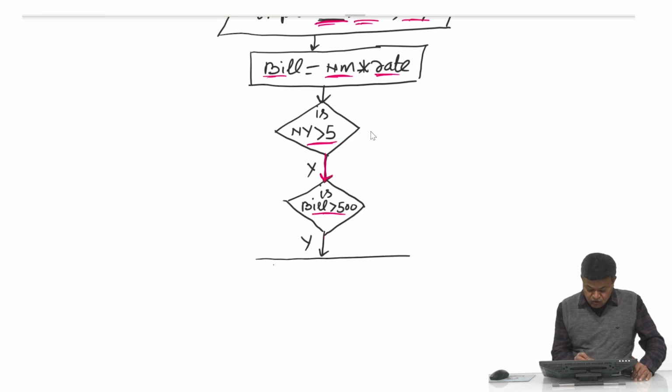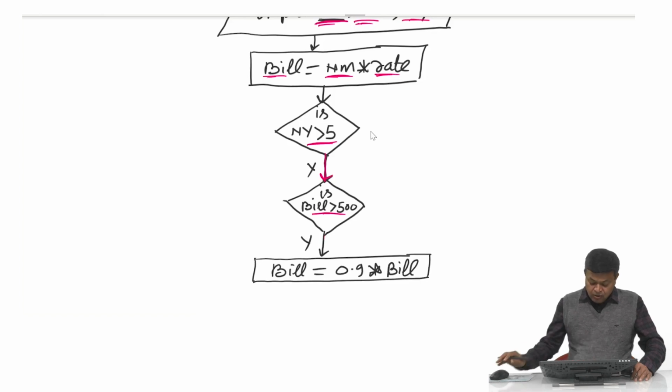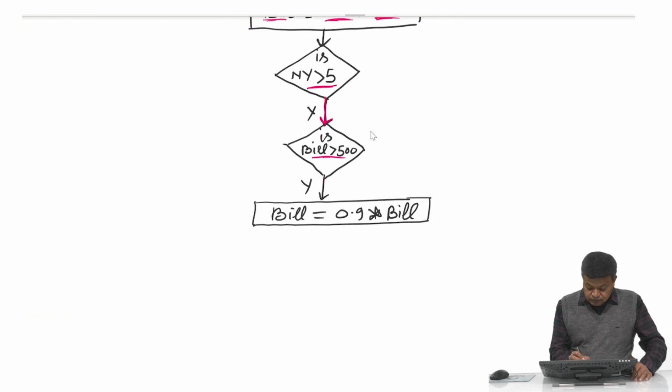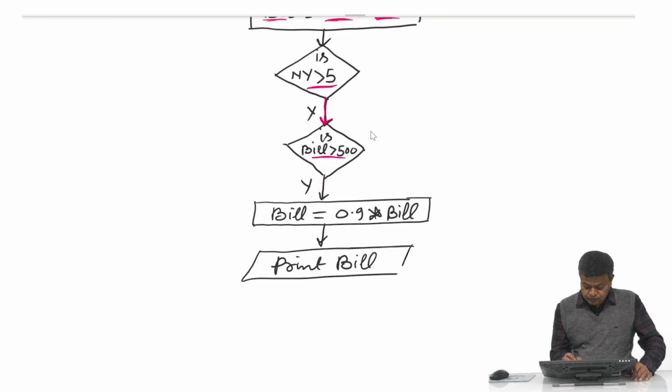So, now what will be the new bill? Bill will be equal to 0.9 into bill, because he has got 0.1 of the bill, that much amount as discount. So, the remaining bill is 0.9 into bill. Okay. What will we do? We will print bill. And after that we will stop.